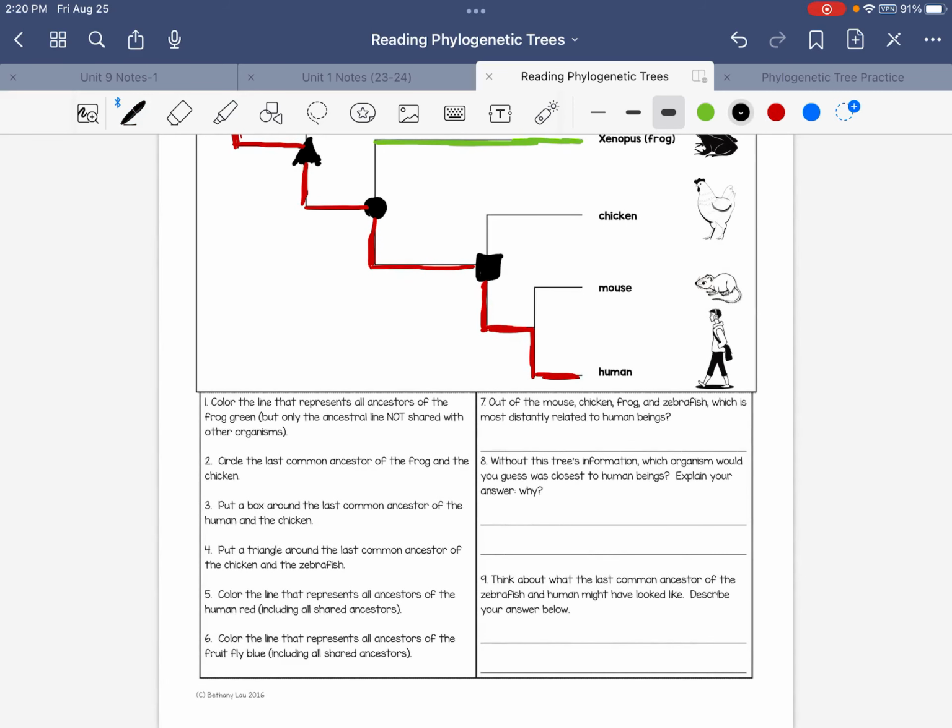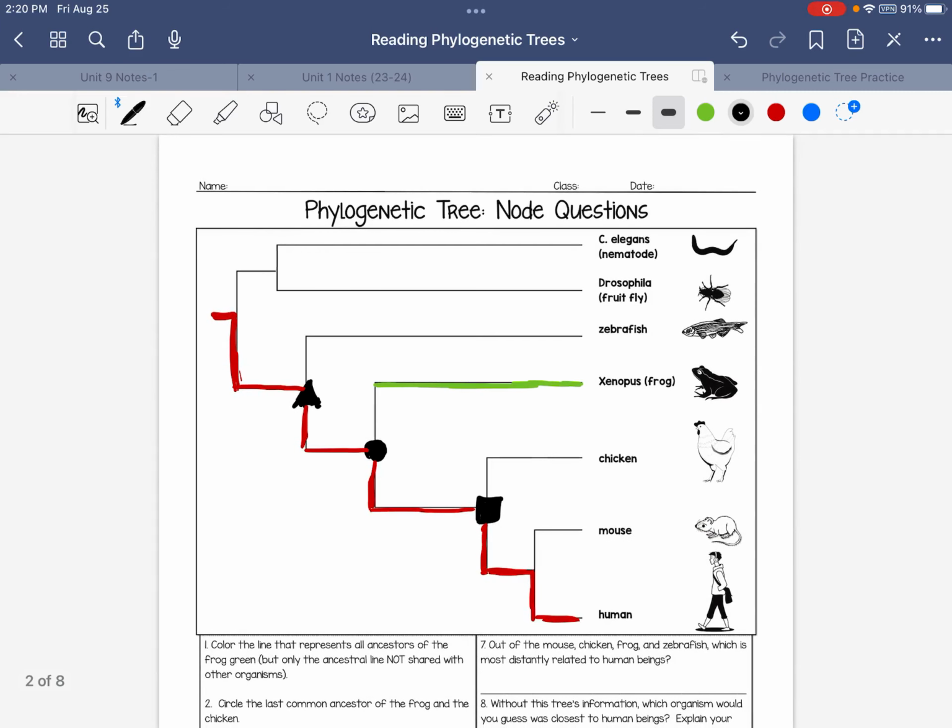Number 6 says, color the line that represents all ancestors of the fruit fly blue, including all shared ancestors. Fruit fly is going to be up towards the top. So we're going to color this line blue, and it wants us to include all shared ancestors as well. So when we get to the red line here, I'm just going to draw the blue next to it so that we can see both of them there.